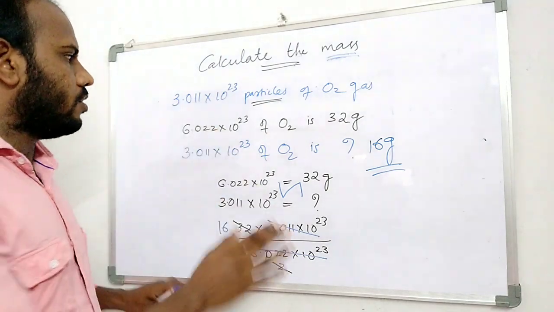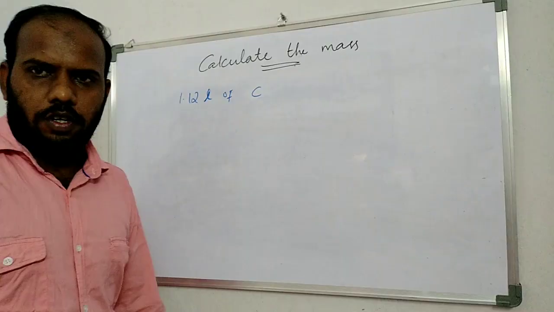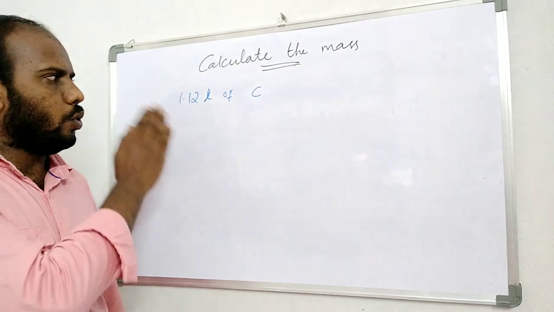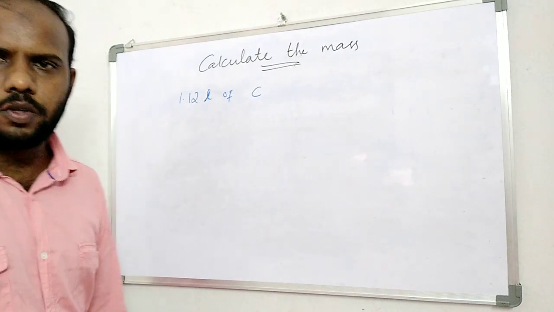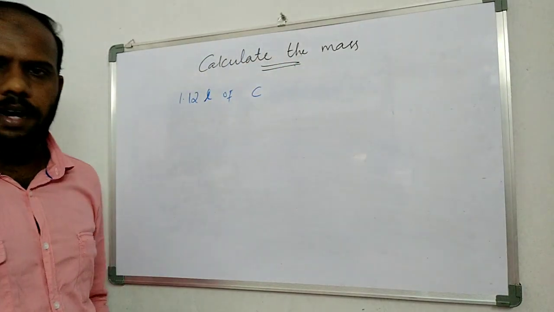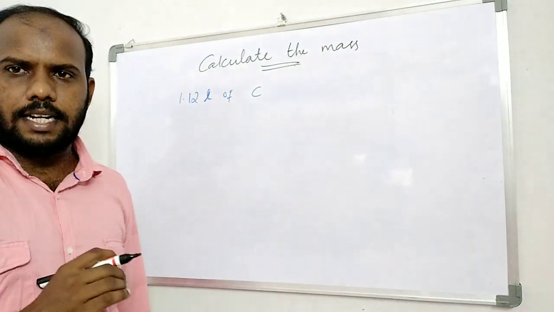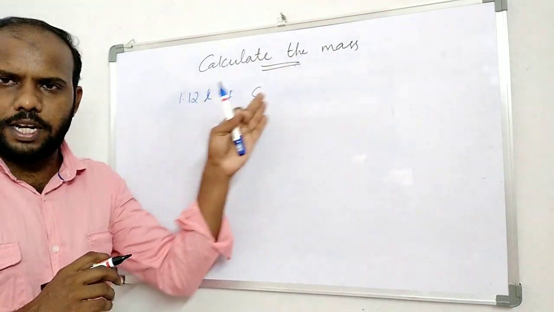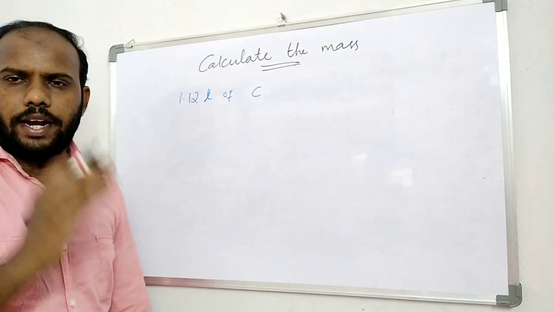Okay, so one more question we can do. Let's look at it. Okay, children, the next question mentions 1.12 liter of carbon. Calculate the mass. So first step, understand the relation. What is the relation here? Mass, volume relation.